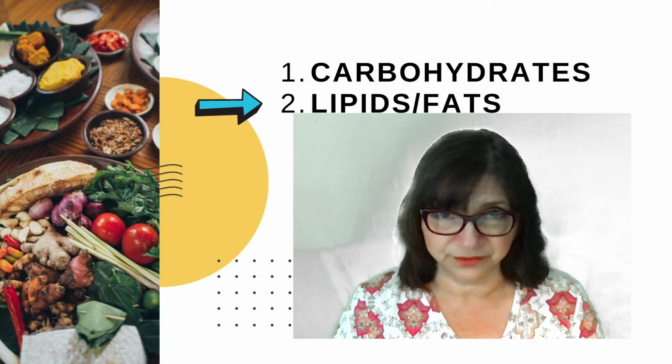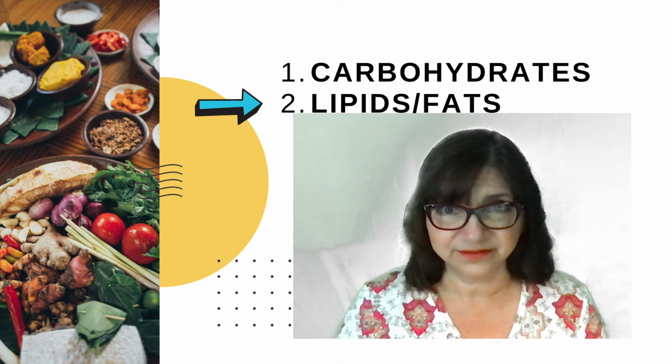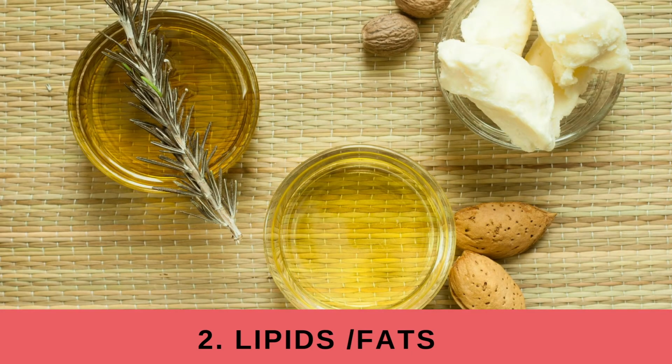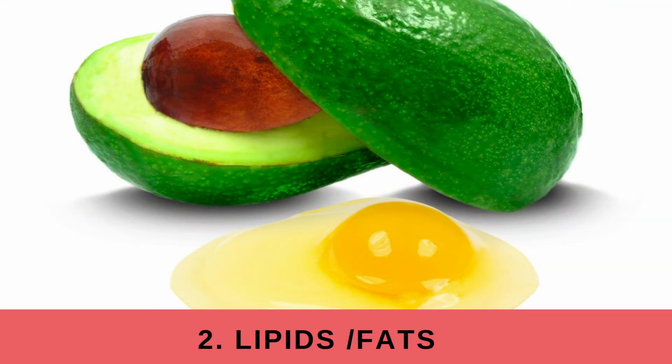Number 2, lipids and fats. In this picture, we see butter. Now, we always typically think of butter as a fat, but lipids also include oils. In this picture, we can see the oils from vegetables and nuts, and I believe you're looking at some almond butter on the right. Typically, we think of oils and fats and lipids as not being healthy for us, but actually, we need some, and avocados and eggs are a great source.